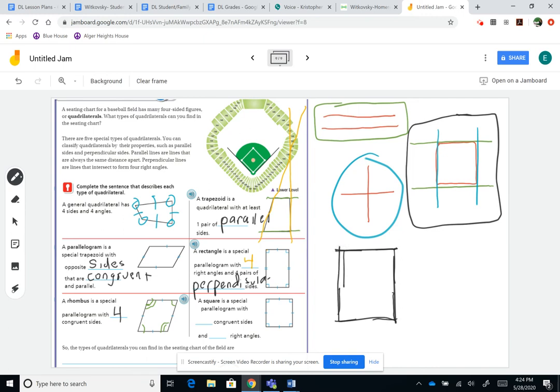All right, and then we have a square on the bottom. A square is a special parallelogram with blank congruent sides and blank right angles. Well, how many congruent sides does it have? It has 4. And how many right angles does it have? It has 4. So the types of quadrilaterals you can find in the seating chart in the field are, well, it's all of them. You can find a parallelogram. Let's find a parallelogram.